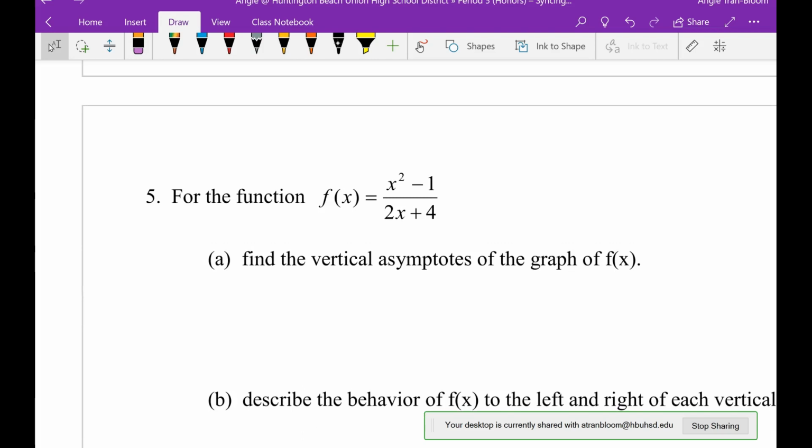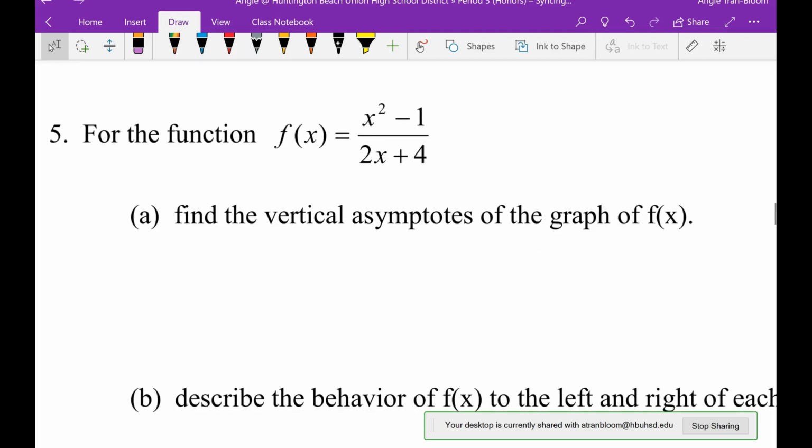For the function f of x equals x squared minus 1 all over 2x plus 4, part A, find the vertical asymptotes of the graph. If it says find the vertical asymptote, do you have to use calculus? No. Can you use algebra? Yeah. Go and use algebra and find it for me. Find the vertical asymptote. How many do you have? One. Okay.